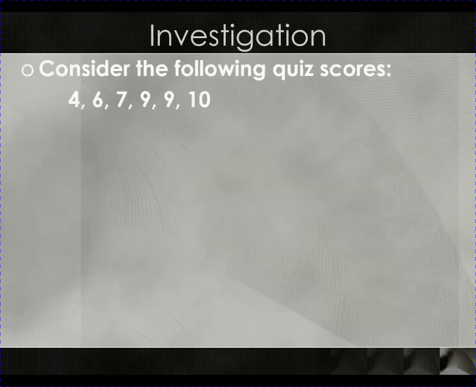Let's consider the following quiz scores: 4, 6, 7, 9, 9, and 10. I'm not going to do all of the work, but we could find the mean of this, and then find the standard deviation. This does take some time.